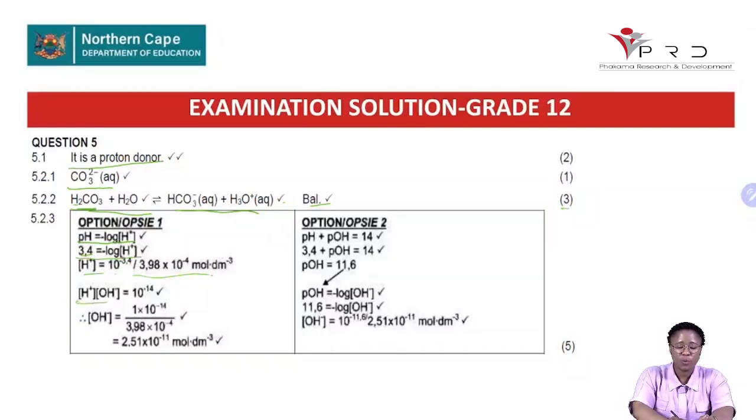And then from there, we went to the Kw equation because we were indicated on the question that this happened under 25 degrees Celsius at a standard temperature. All right. And then we went there and then we calculated the concentration of OH, and then we landed the answer as 2.51 times 10 to the power negative 11.